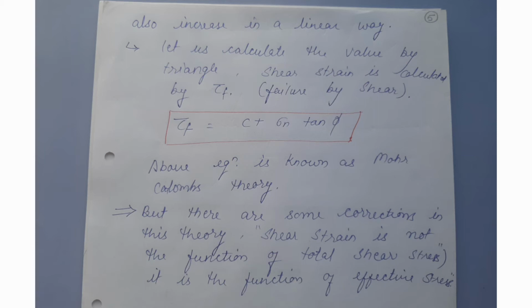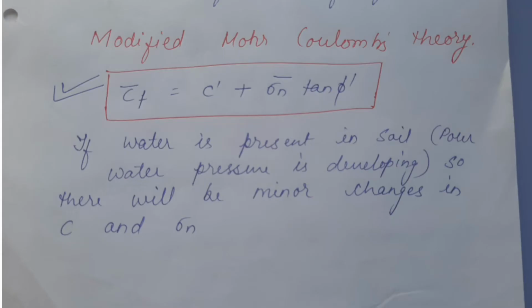But there are some corrections in this theory, which is that shear strain is not a function of total shear stress. It is a function of effective stress. So we need to modify this equation. Let us check out what modifications were made by Coulomb. In Mohr-Coulomb's theory, there are a few modifications which can be seen.